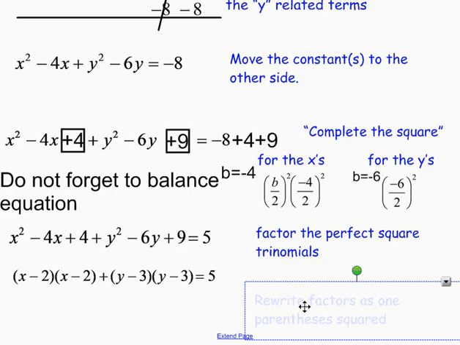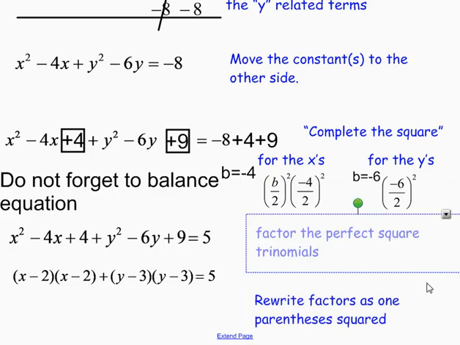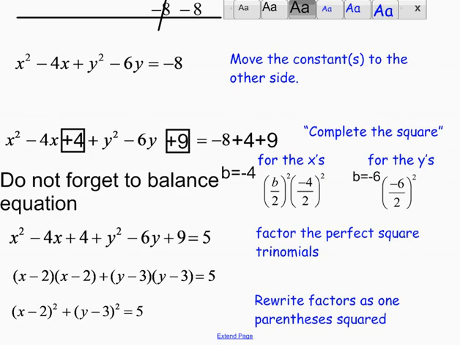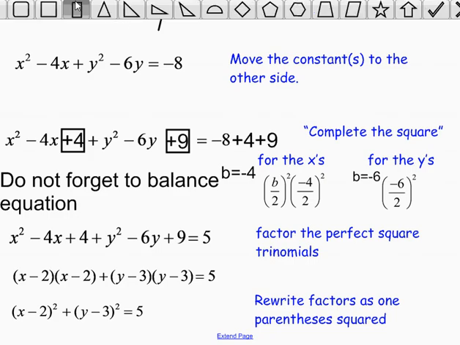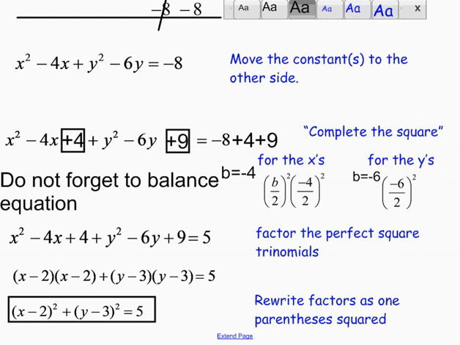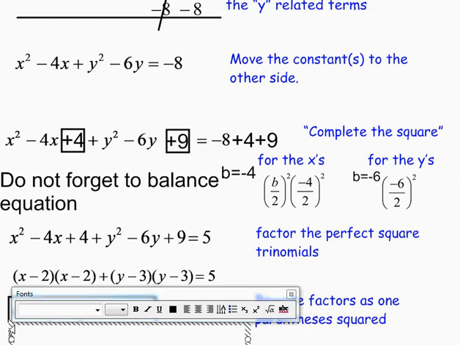Okay, now rewrite the factors as one parenthesis squared. So we could rewrite x minus 2 times x minus 2 as x minus 2 squared, and we could rewrite y minus 3 times y minus 3 as y minus 3 squared. And this is our final answer, right over here. You could see that that's the equation of the circle in center radius form.